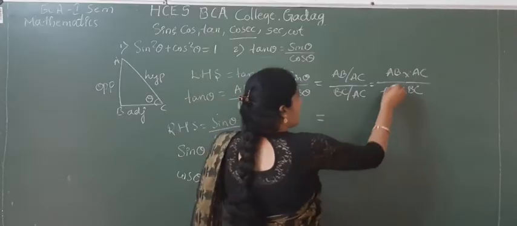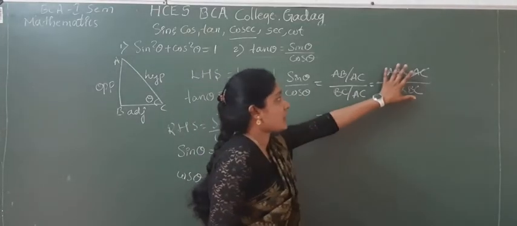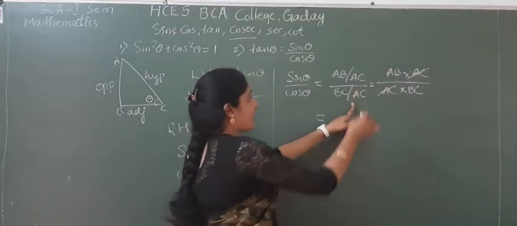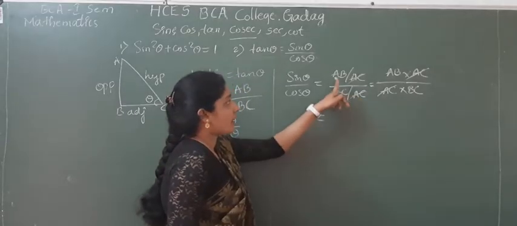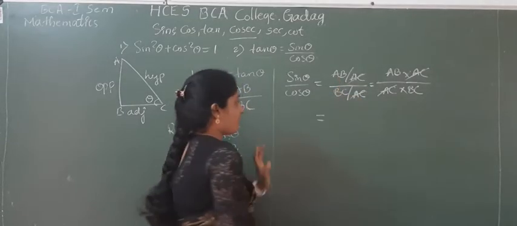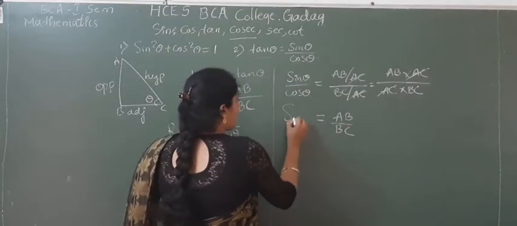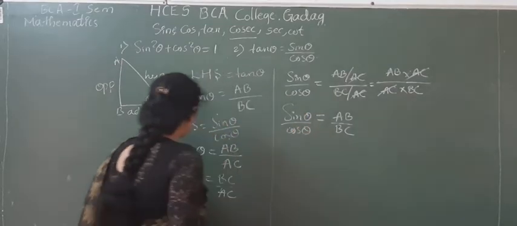See here, AC get cancelled. Or else, if you don't understand this one, leave this. Here itself we can cancel as AC get cancelled. So, what is remaining now? AB divided by BC. This is sin theta divided by cos theta.